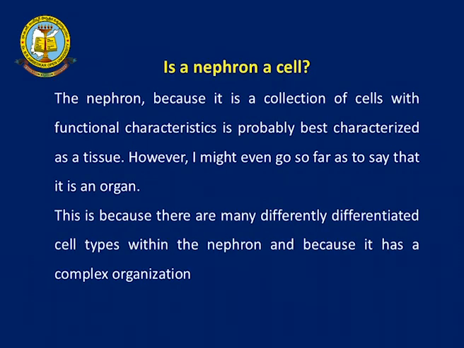Is a nephron a cell? The nephron is a collection of cells that is functionally characterized, probably best characterized as a tissue. However, I might even go so far as to say that it is an organ. This is because there are many differentiated cell types within the nephron, and because it has a complex organization.